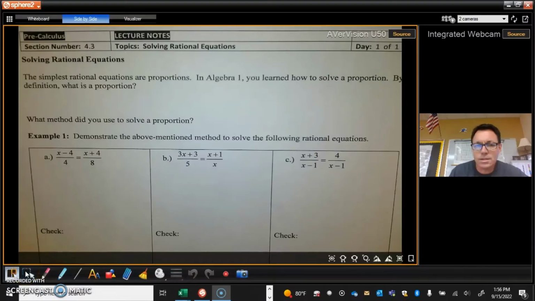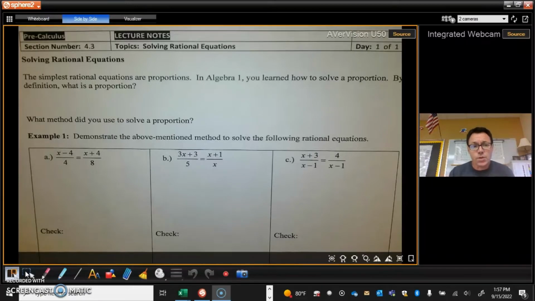Hey guys, today we're going to be solving rational equations. We've been dealing with rational expressions, and now we're going to look at rational equations. We're going to start with the easiest. The simplest rational equation to solve is a proportion.